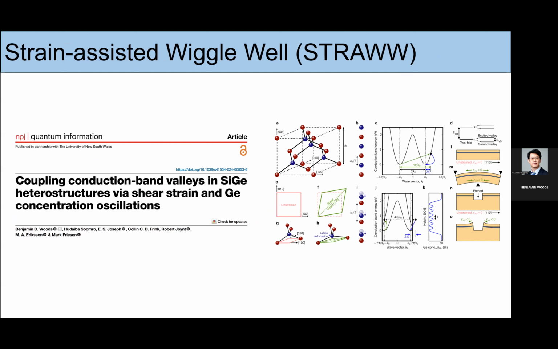But what we're doing here is we're combining two things. We're combining strain in the quantum well along with what we call wiggles in the system. Basically, we're adding these germanium concentration oscillations within the quantum well. So I'll tell you about what those words mean.